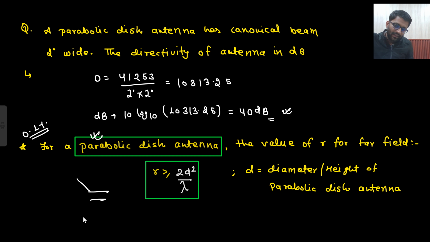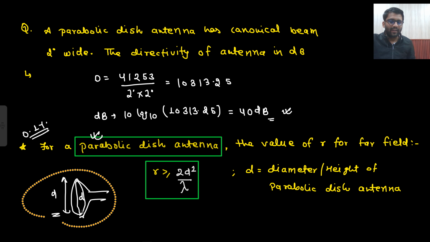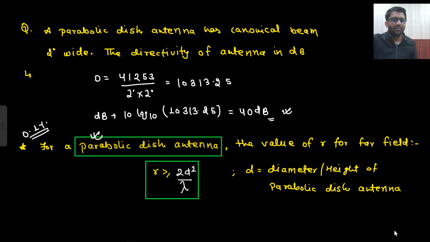Basically, if this is the antenna, then here there will be a circular area. I told you about the parabolic dish antenna, if you remember. It is circular from the front. So if this is circular, then it will have a radius or diameter, you can say. That diameter is d, and it is known as the height of the antenna as well. So they can mention it as a height, or as a radius, or as a diameter.